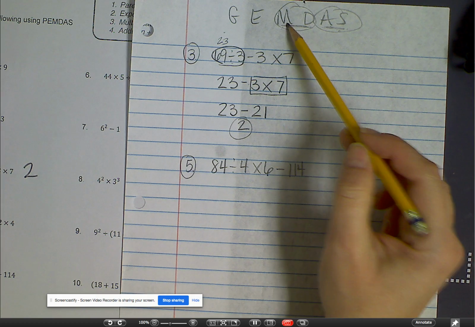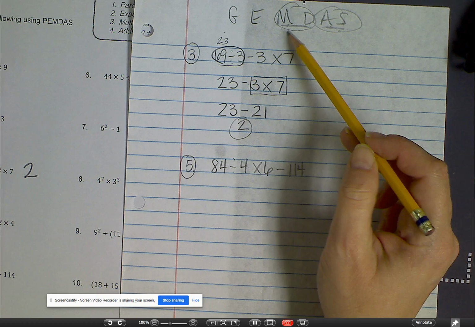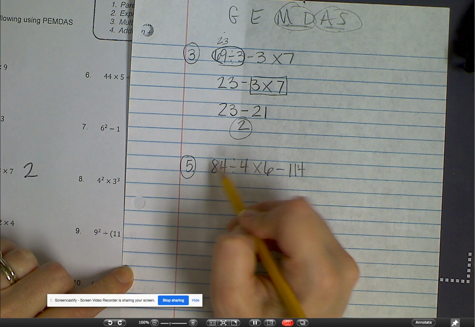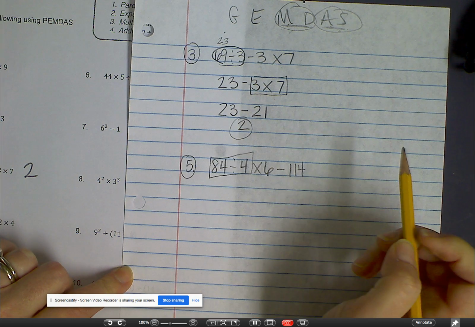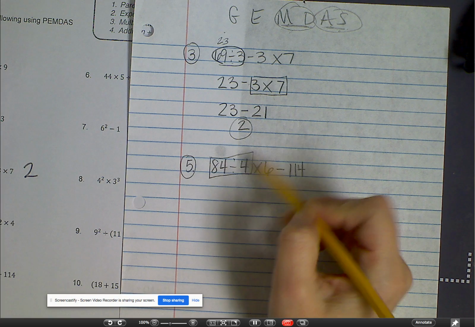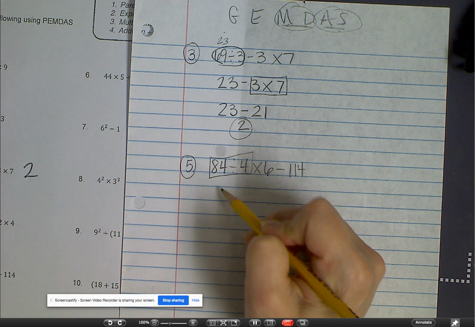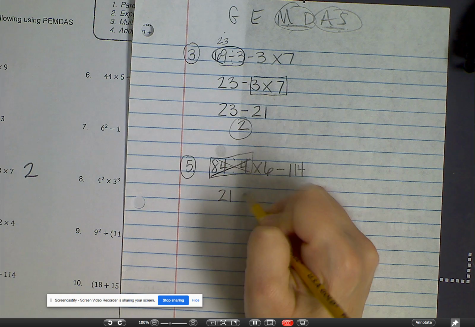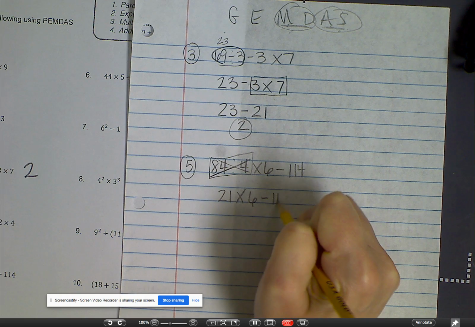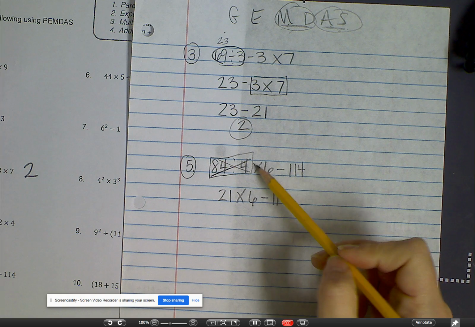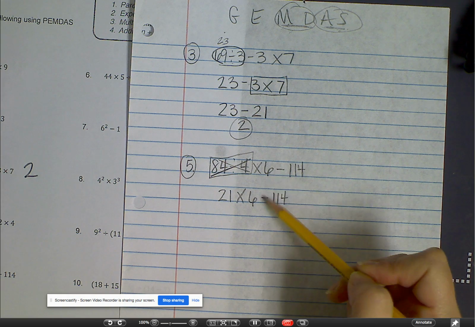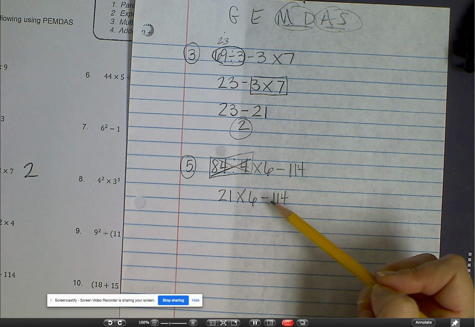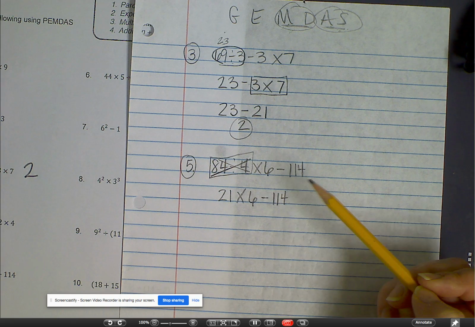Is there any multiplication or division? Yes. So I'm going to do what comes first in the problem. In this case, division comes first. So I'm going to do this first. 4 goes into 84 21 times. So I have 21. So I'm done with that. Times 6 minus 114. It's very important that you rewrite the problem every single time as you go, because you'll get messed up when you have these really big problems. You'll get messed up if you're not rewriting it.